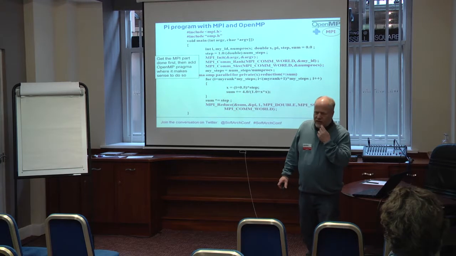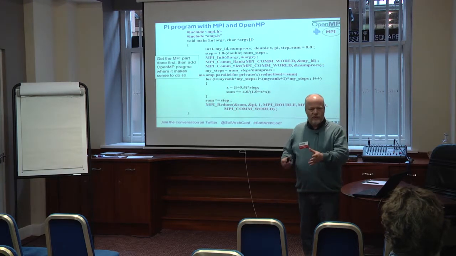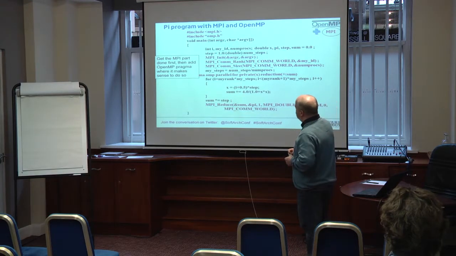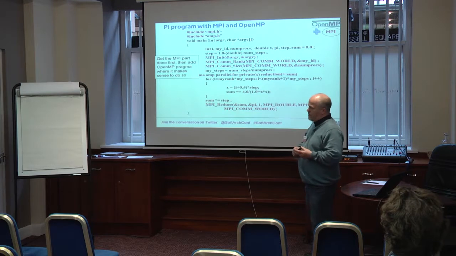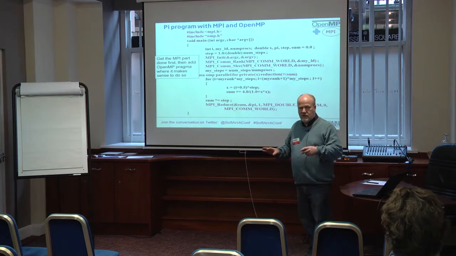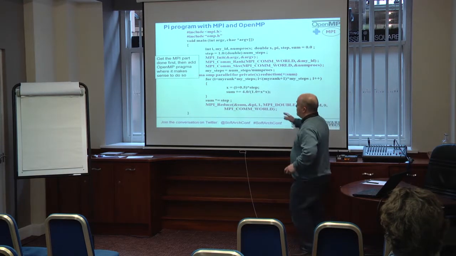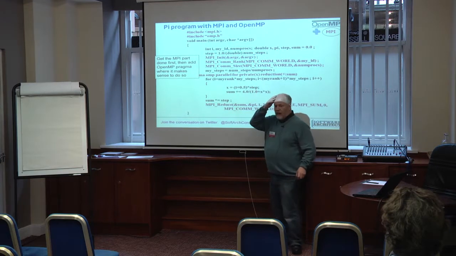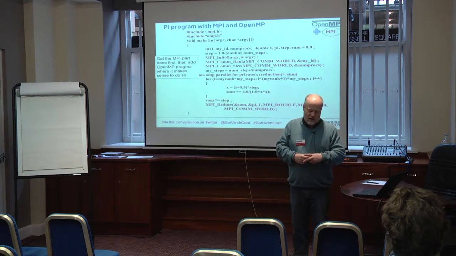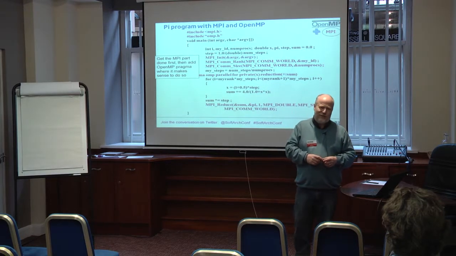I mentioned earlier that with AWE, they were using MPI and OpenMP at the same time. So here's just a slide of an example of using MPI to get the parallelism across the different cores, and then within the core itself, using OpenMP. So MPI is a message passing interface.